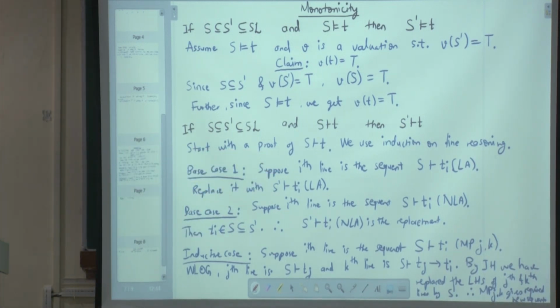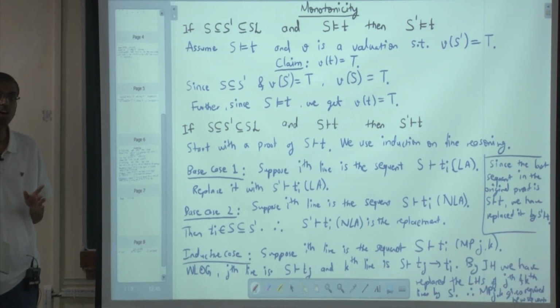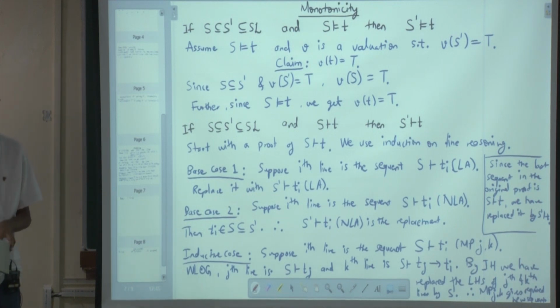Yes, so I will write it here. Since the last sequent in the original proof is S proves T, we have replaced it by S prime proves T, and by induction we are done. So we have obtained a proof of T from S prime, a formal proof of T from S prime.